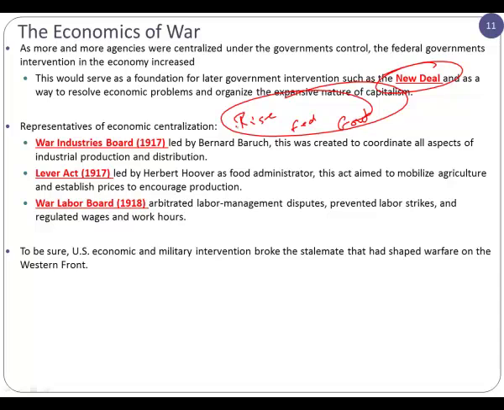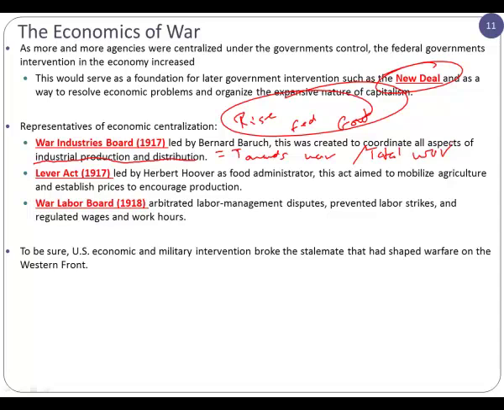War Industries Board, led by Bernard Baruch. This is created to coordinate all aspects of industrial production and distribution towards the war effort. What is this known as? For example, Ford, the big three, stops producing what they're producing. They start producing war materials. Moving away from the psychological component, it's the same word, though. Total war. This is an example of the economic portion of it.